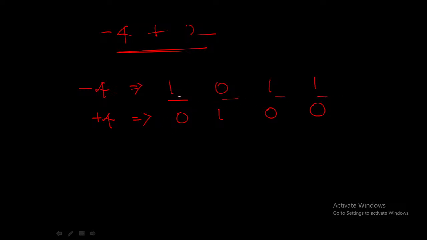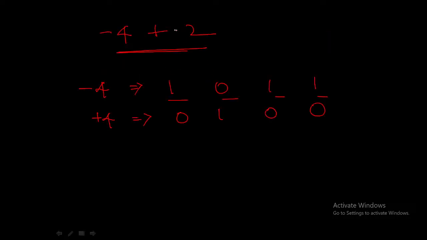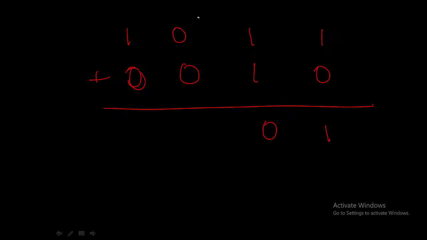Now we will add this 1, 0, 1, 1 with 2. What is the representation of 2? It is plus 2, right? So we are not going to alter anything. It is written in its original form, which is 2 is nothing but 0, 0, 1, 0. Now we are going to add these two numbers: 1 and 1 is 0, carries 1, 1 and 1. So this is the final answer.